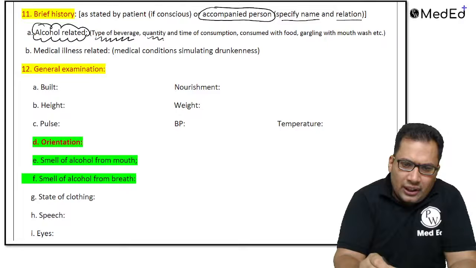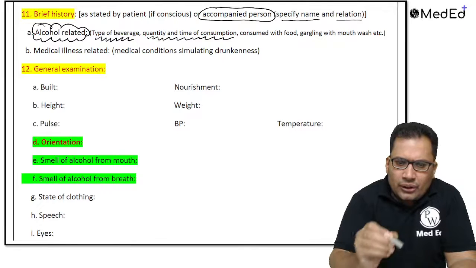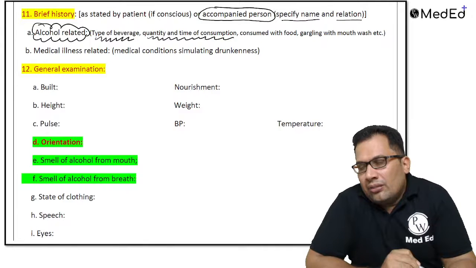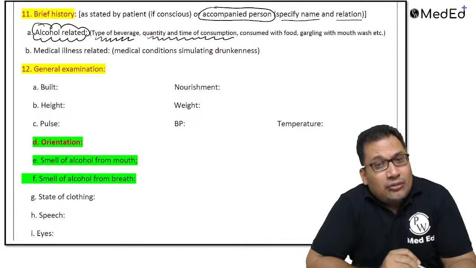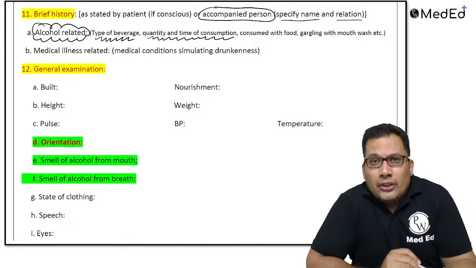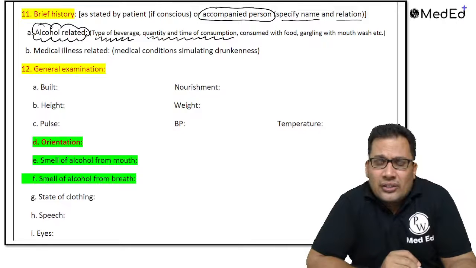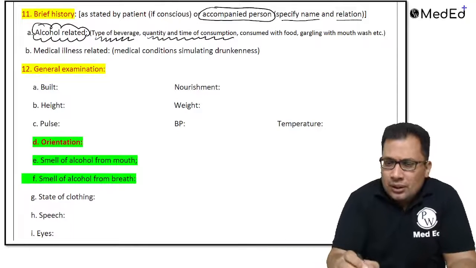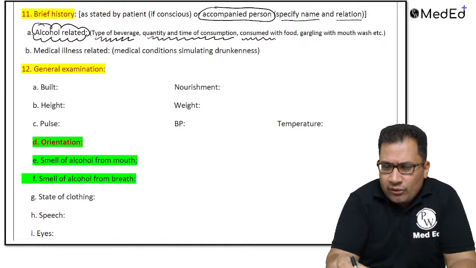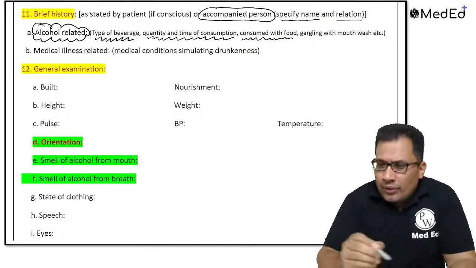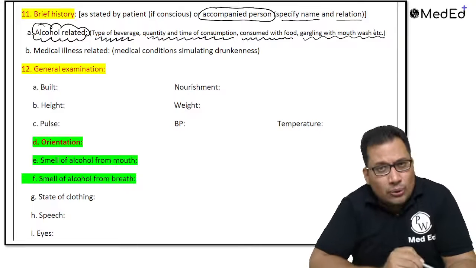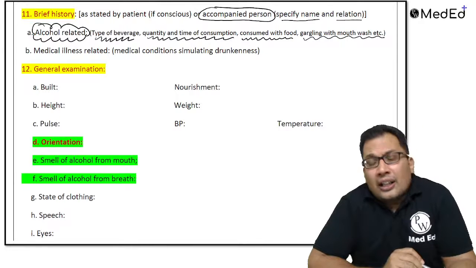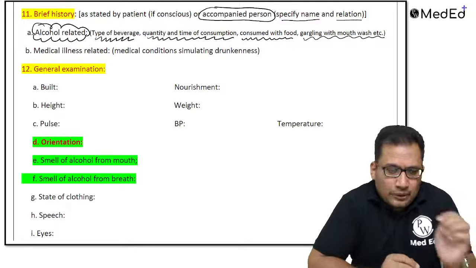Then quantity and time of consumption. What is the quantity? Whether it is 30 ml, 60 ml, or 90 ml of the alcohol, small, large, extra large, if it is given. Whether it is consumed with the food, whether there is gargling with mouthwash. In that case, there won't be any smell of alcohol from the breath or from the mouth.